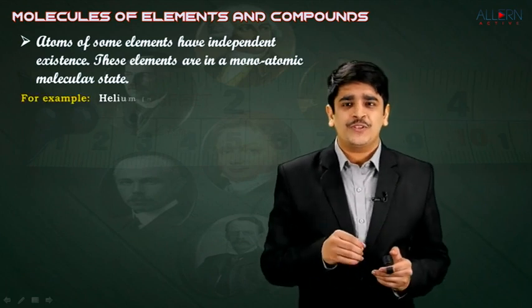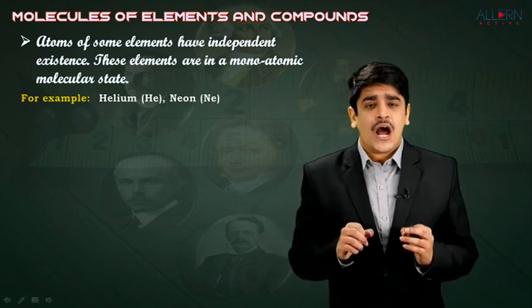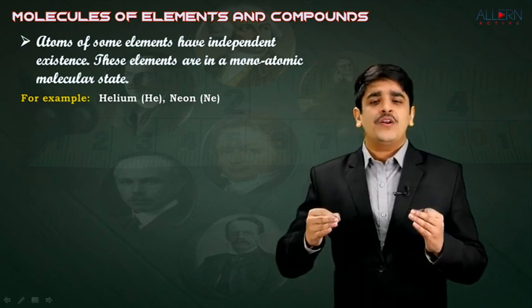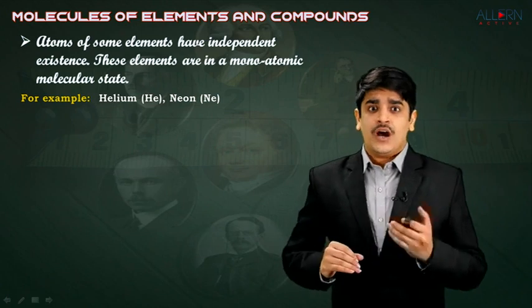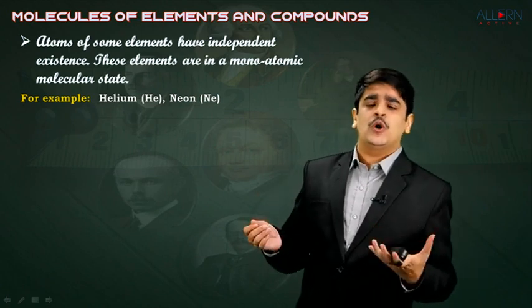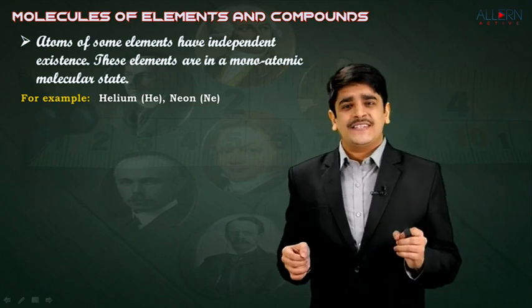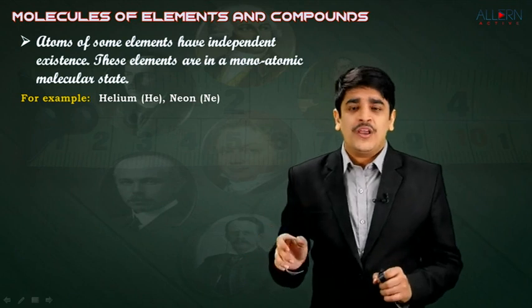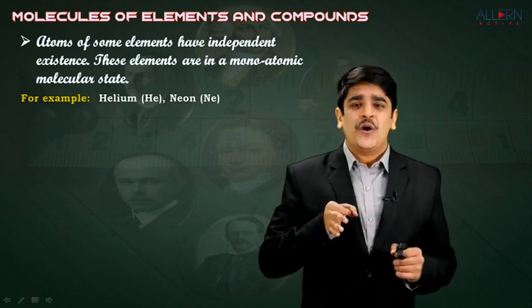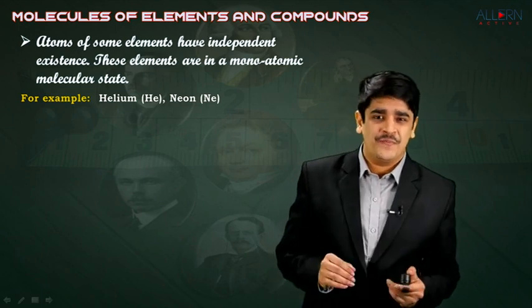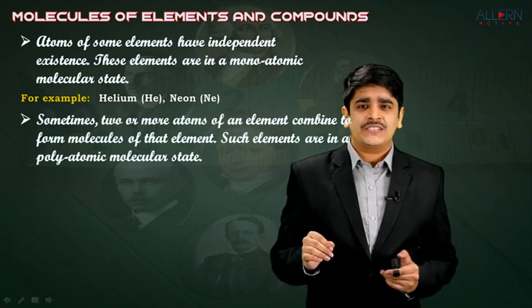Who are the examples over here? The perfect examples are the two noble gases, helium and neon. They have a perfect, stable electronic configuration. They neither lose electrons nor gain electrons, as a result of which a helium atom is a helium molecule. A neon atom is a neon molecule. And what kind of molecules are they? Monoatomic molecules. Who do we have next?